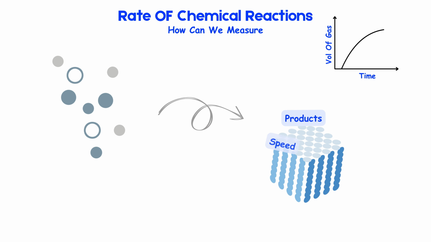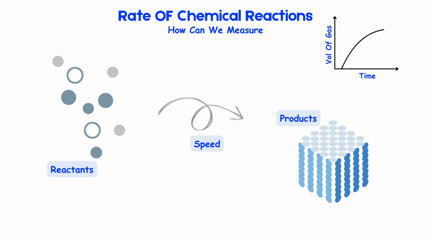In this video, we are going to explore the concept of the rate of chemical reactions, which refers to the speed at which the reactants in a chemical process are converted into products. We will also look at how to measure this rate accurately and how to visually represent it using graphs.